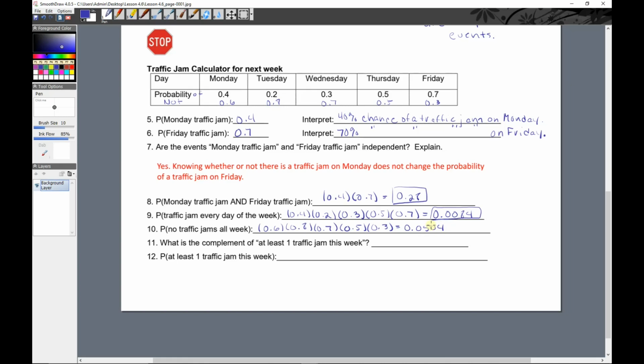So what is the complement of at least one traffic jam this week? Well, at least one traffic jam means that you would have maybe a traffic jam on one of the days, or two of the days, or all five of the days. The complement would be no traffic jam all week. So that would be no traffic jams all week.